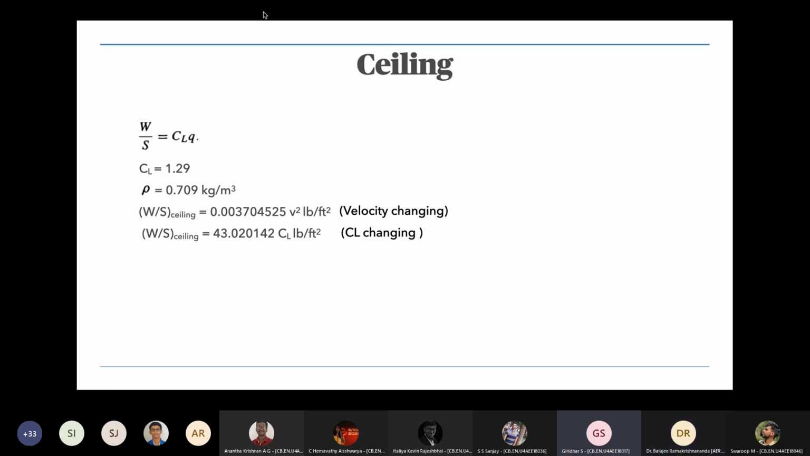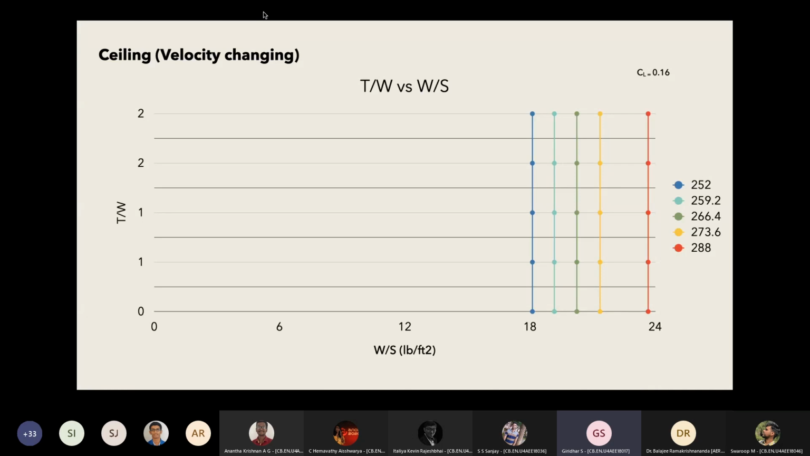Next one, graph. Yeah, so this is the graph that we got. Anything beyond about 266, we thought it would be okay. Not beyond, to the left of that, no? There's a wing loading. If the density is less, wing loading will be less. So to the left of this graph is the feasible region.